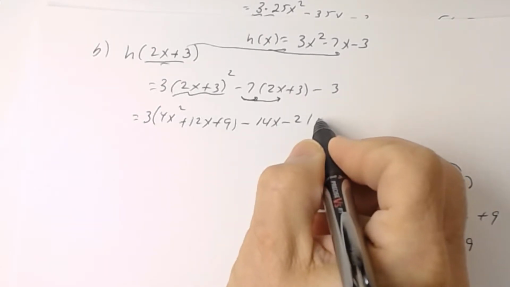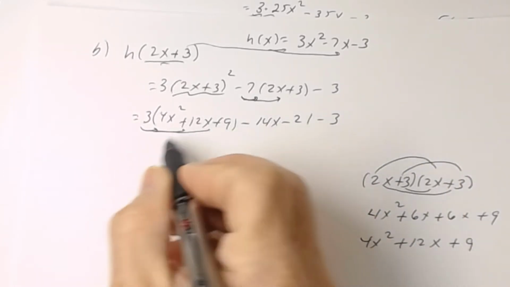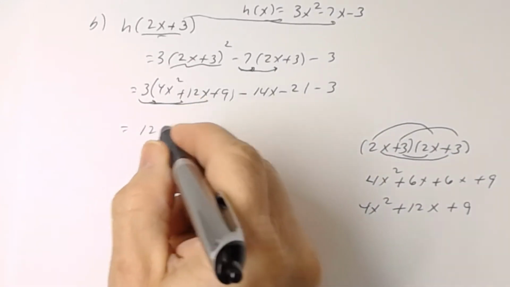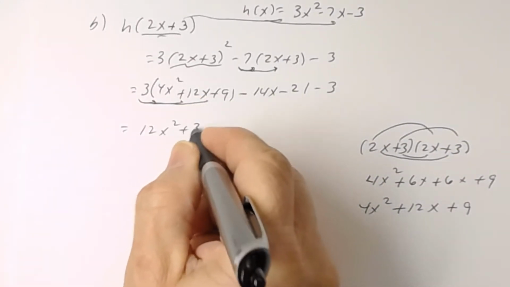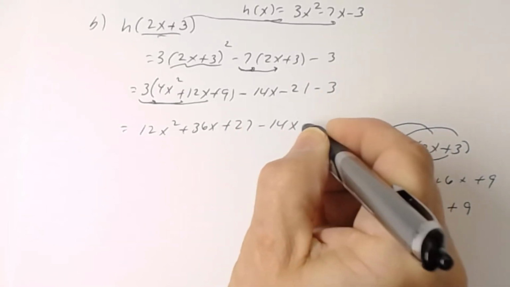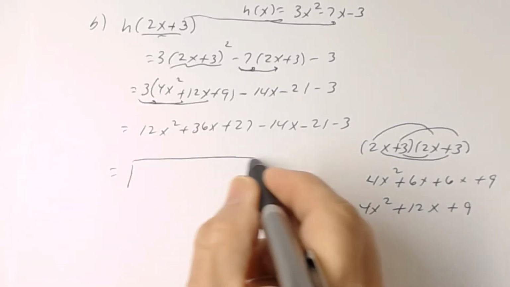Minus 21 minus 3, right? Now let's use the distributive property here. So that becomes, right here, when I get rid of the parentheses, 12x squared plus 36x plus 27 minus 21 minus 3. And then finally, what's the answer?